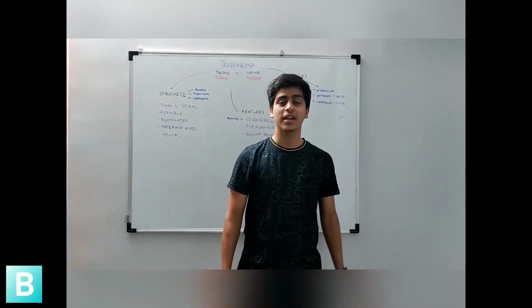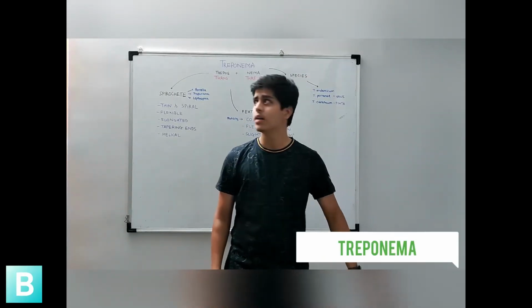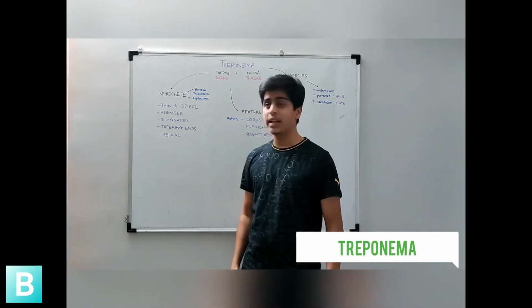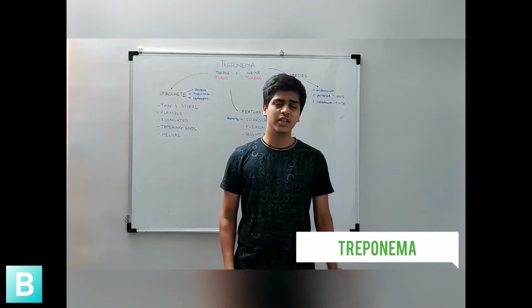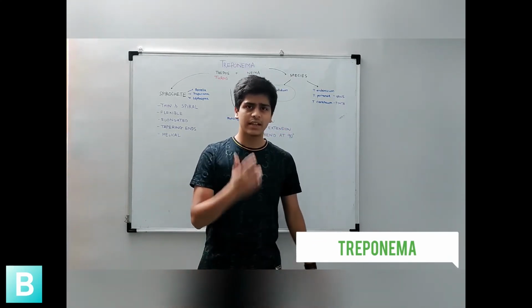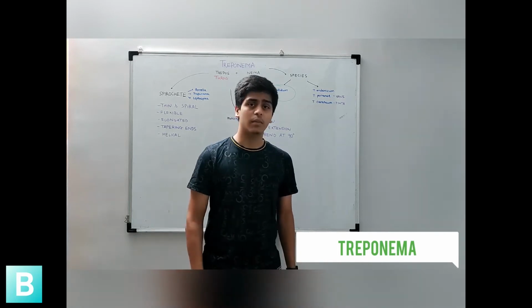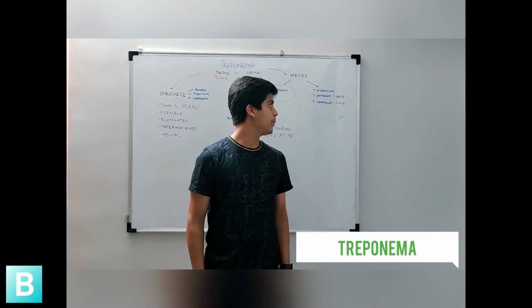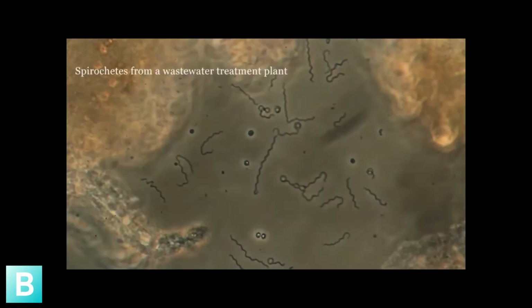Hey guys, I'm Ishan and my topic for today is Treponema. So Treponema belongs to the phylum Spirochete, which also contains Borrelia and Leptospira. It is a genus which contains species like Treponema pallidum and other non-venereal species like Treponema endemicum causing endemic syphilis, Treponema pertenue causing yaws, and Treponema carateum causing pinta.